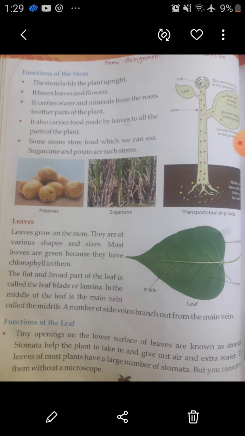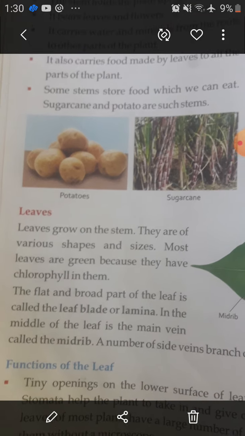Now the functions of the stem. The stem holds the plant upright. It bears the leaves and flowers. It carries the water and minerals from the roots to other parts of the plant. It also carries the food made by the leaves to all parts of the plant. Some stems store food which we can eat, such as sugar cane and potato, which are examples of stems.